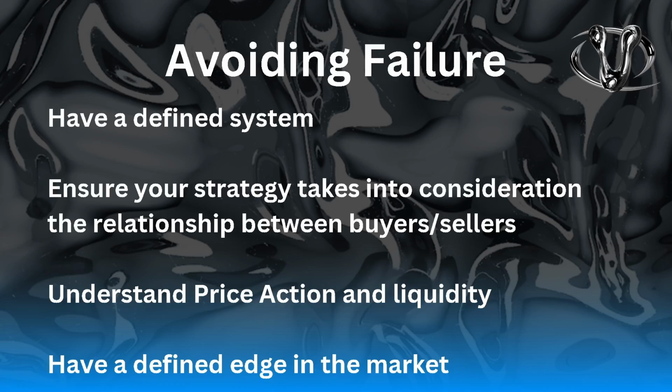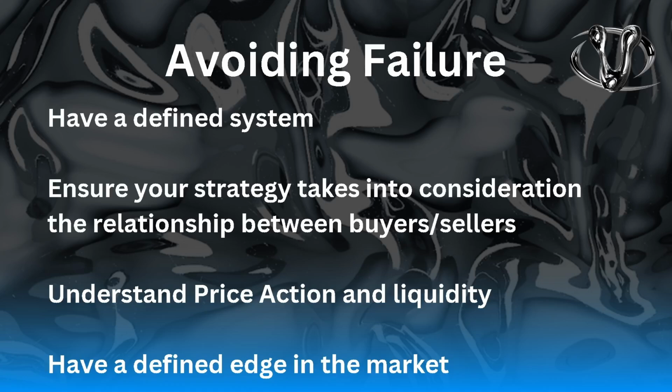To avoid failure, furthermore, you need to understand that your strategy needs to take into consideration the relationship between buyers and sellers. Without this, you wouldn't know necessarily if the market is going to go up or down because you don't have an understanding on whether buyers are in control or sellers. And by understanding price action and liquidity, which is further discussed in my other videos, you can actually understand the relationship between buyers and sellers, and that could be one of the things that makes you avoid failure when 97% of traders fail.